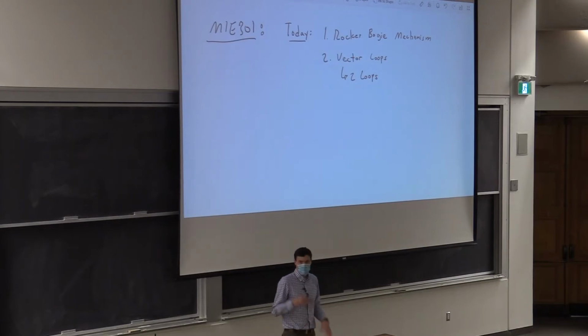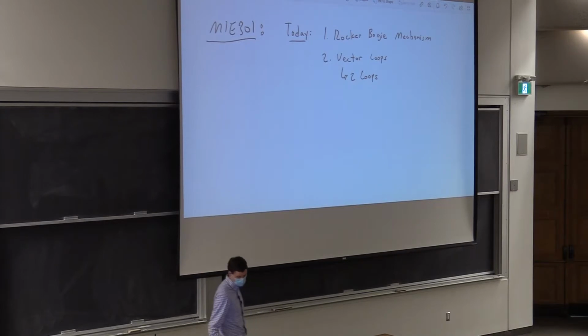The last topic for vector loops, which we'll cover in the next lecture, is about mechanisms that have two solutions. So two possible configurations for a single input. So we'll get to that next time.